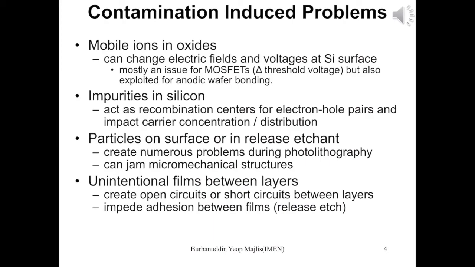This will create numerous problems during photolithography. It can jam the micromechanical structure. We will discuss photolithography later on. And fourth is unintentional film between layers. These layers can create open circuit or short circuit between layers, and impede adhesion between film and release etch.